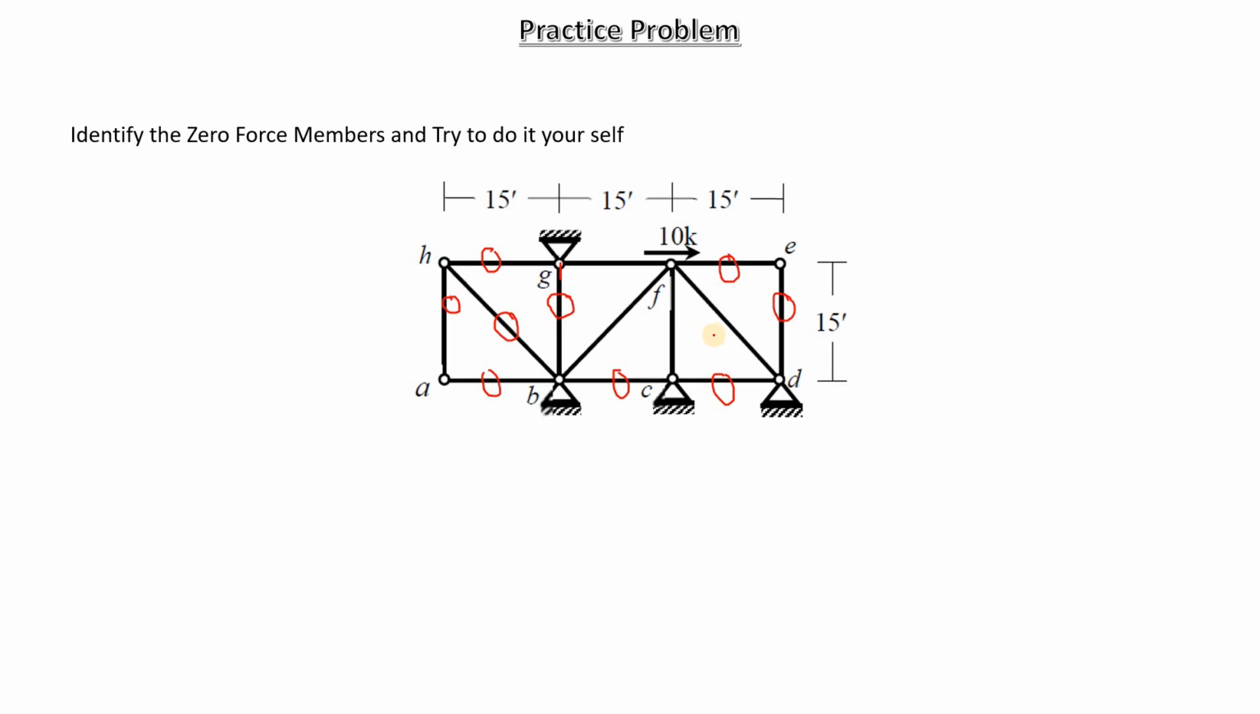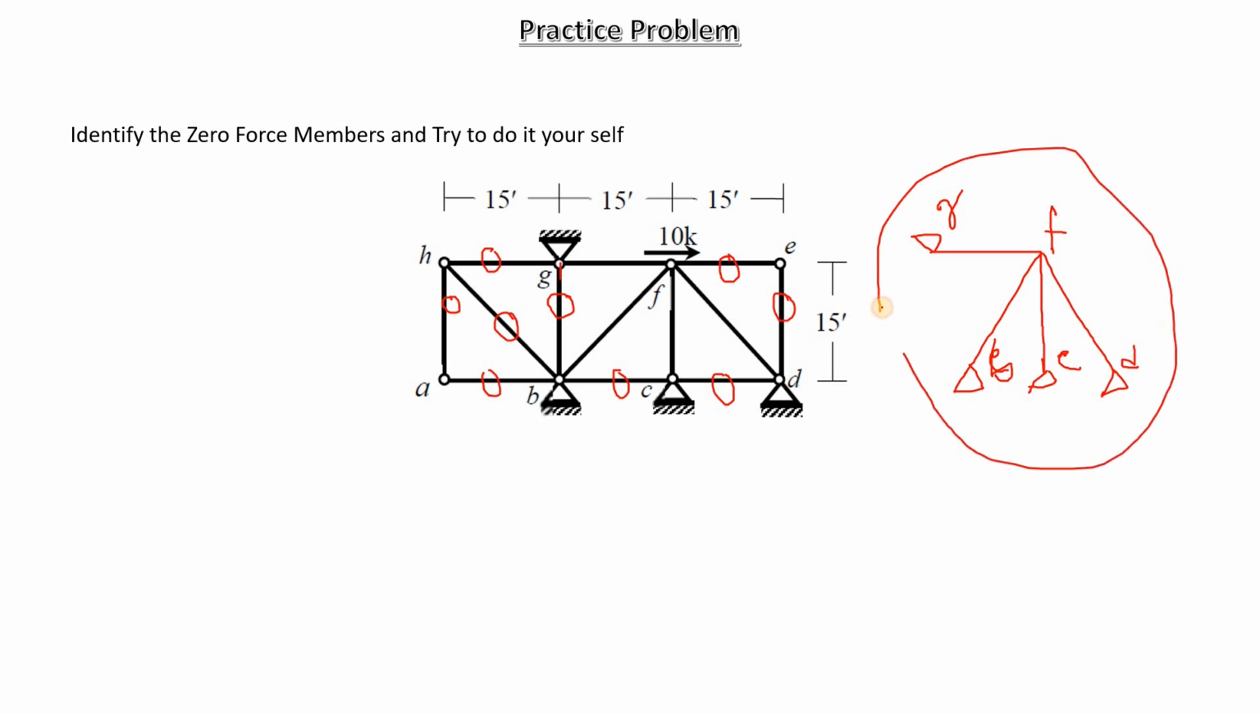Now that we have identified the zero force members, we are left with a truss like this. This is the truss that we are left with. There is a support there. There are three supports here, here, and here. This is F, this is G, this is C, this is B, this is C, this is D. So this is the truss that we have to solve for.